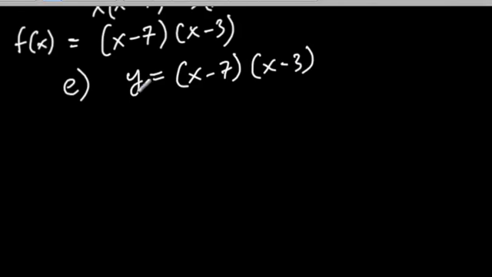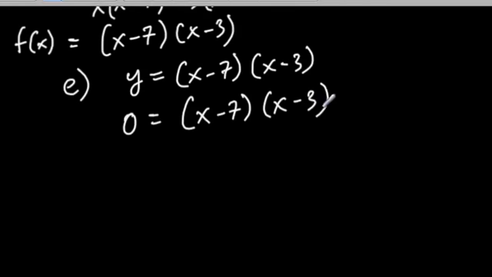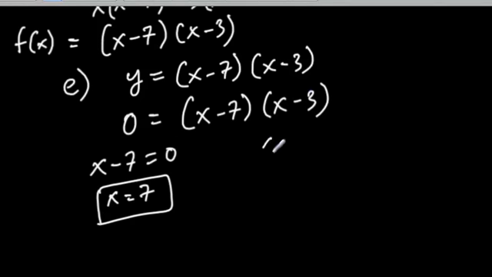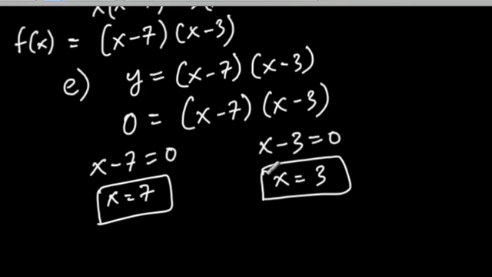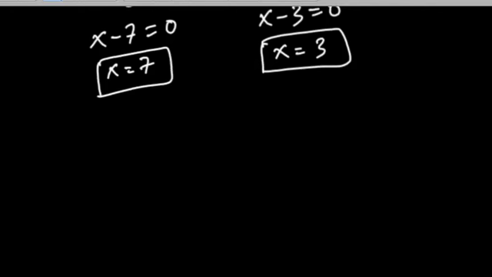Remember that f of x can also just be written as y, right? And if you want to find the x-intercept, it means where y equals 0. So this is 0. So (x minus 7)(x minus 3), and so we can set each of these to 0. So x minus 7 equals 0, so x equals 7. And then the second one, x minus 3 equals 0, so x equals 3. So these are our x-intercepts.